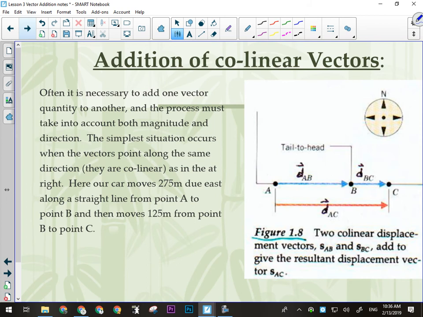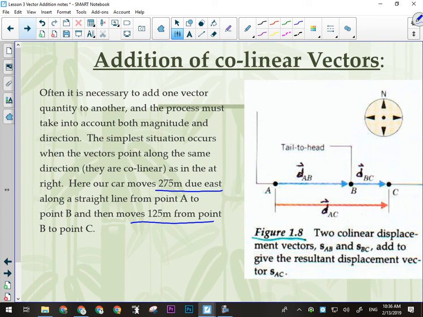Now, lots of times it's going to be necessary to add two vectors together because one thing happens and then something else happens after that. So what we have to do is draw the vectors as they happen. With this one, a car moves 275 meters due east along a straight line, and then moves 125 meters due east. Both of these vectors point east, and they happen one after the other.